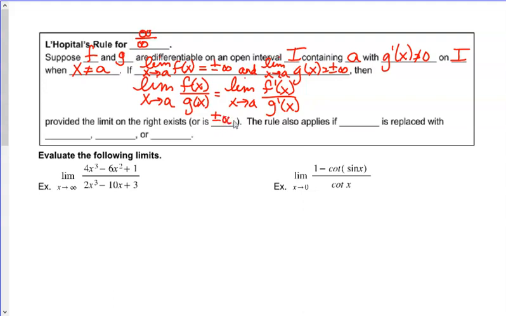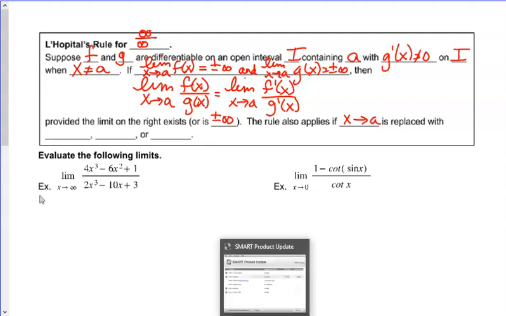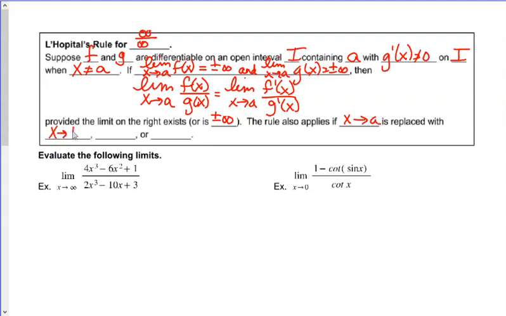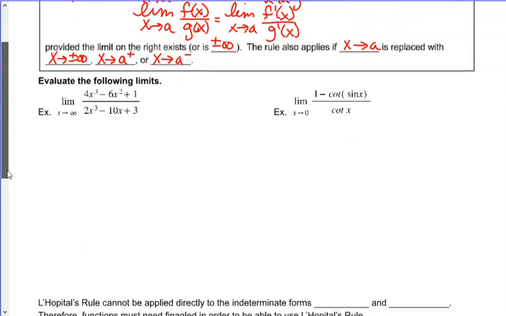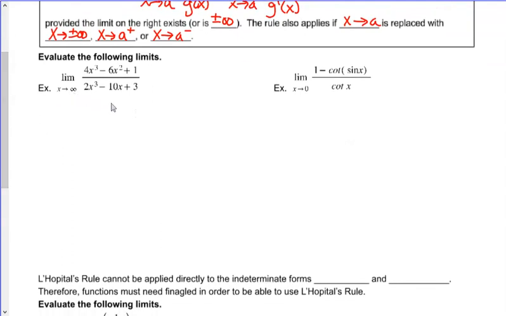So provided that our limit exists or that it's equal to plus or minus infinity, and our rule is if we approach a, then it can also be the same rule for as I approach plus or minus infinity, as I approach a from the right, and as I approach a from the left. So this still holds true if I have any of these down here. Okay, so let's evaluate this function. Notice this time we have infinite limits here, okay? And we'll talk about that one in just a second.